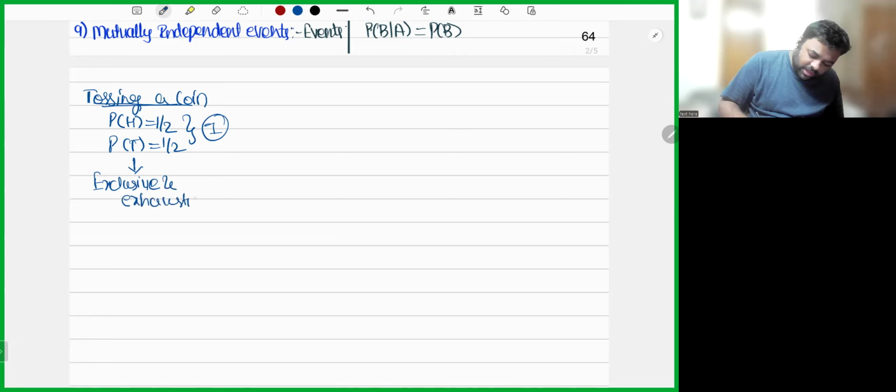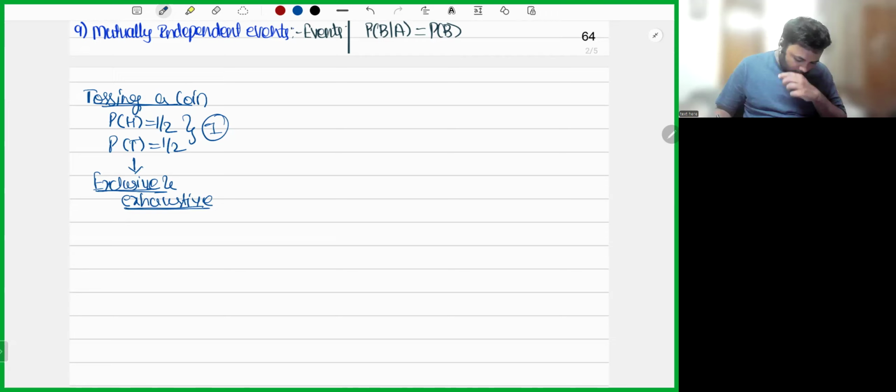Okay. Why are they exclusive? Because the sum is equal to 1. Why are they exhaustive? If head comes, tail will not come. And I can even say they are independent also. Independent because head and tail are not dependent on each other. I'll tell you later on.